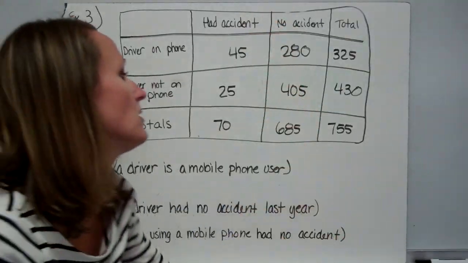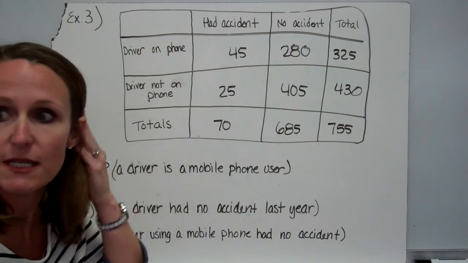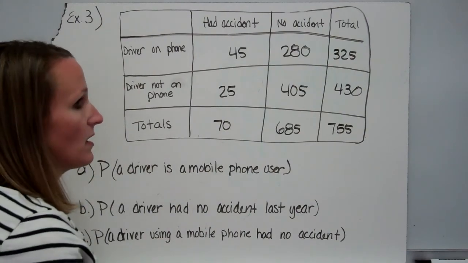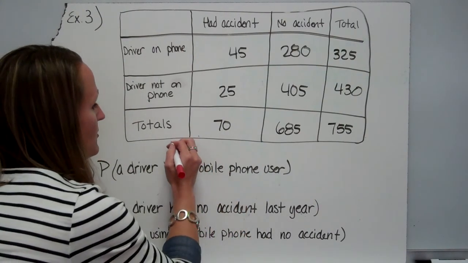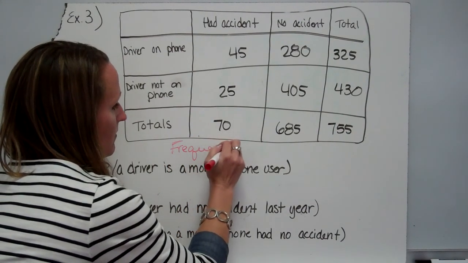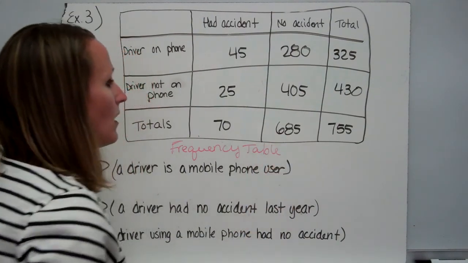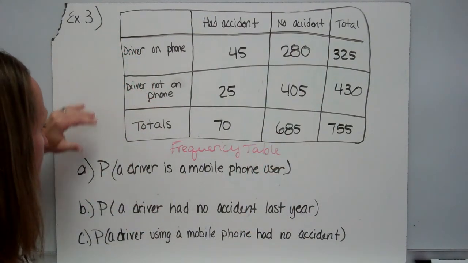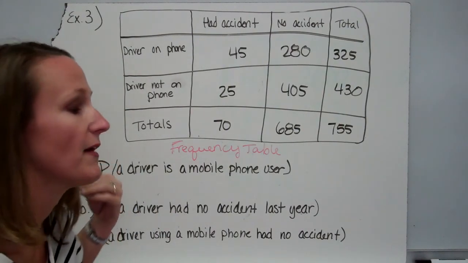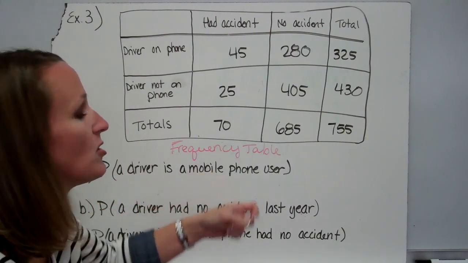So let's look at a little more. I'm still going to calculate the same way: number of ways it can happen divided by the total possible outcomes. But this time I'm getting my numbers off of a frequency table, sometimes called a contingency table. This one is about drivers on phones and the number of accidents they have. We want to know the probability that a driver is a mobile phone user.